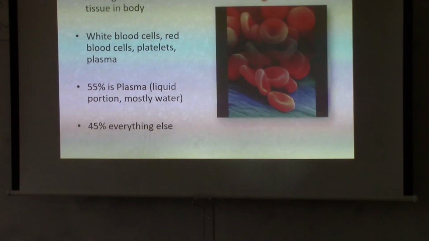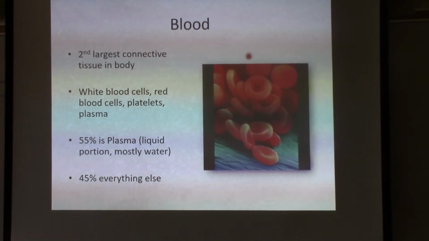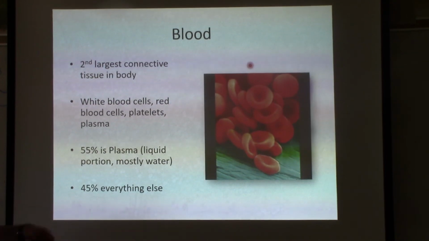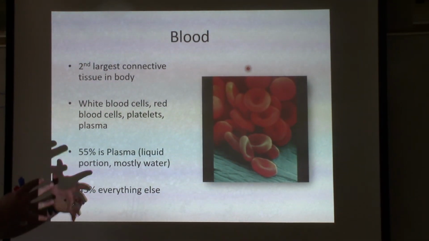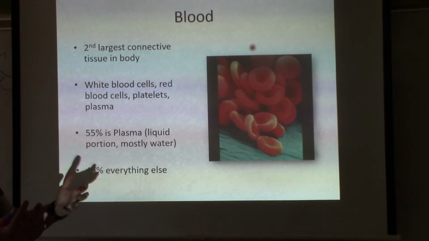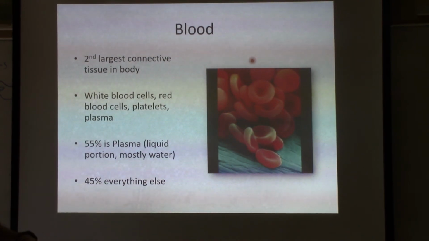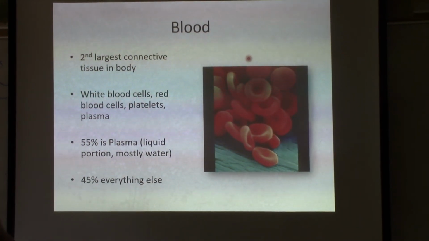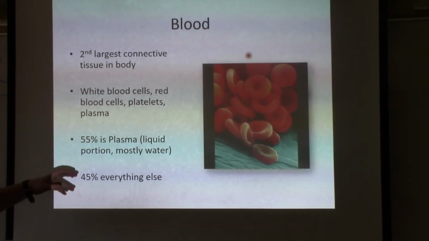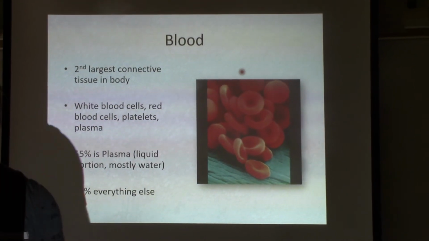So let's look at the components of blood. I'll post a Magic School Bus video about this as well. But blood is the second largest connective tissue in the body. Your skin is the biggest one. So in the blood, right, it connects everything together. In the blood, you don't just have red blood cells, but you have white blood cells for immunity, you have platelets for clotting, and you have plasma, which carries proteins and nutrients, and that's also where all these things are dissolved in. It's mostly water. So 55% of your blood is plasma. 45% is everything else.